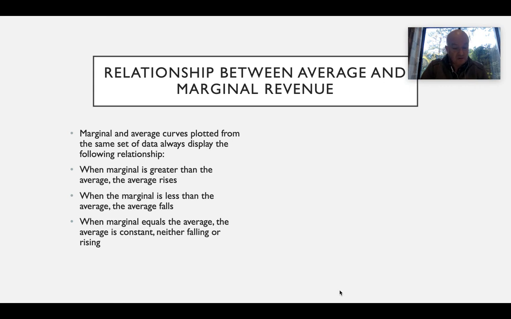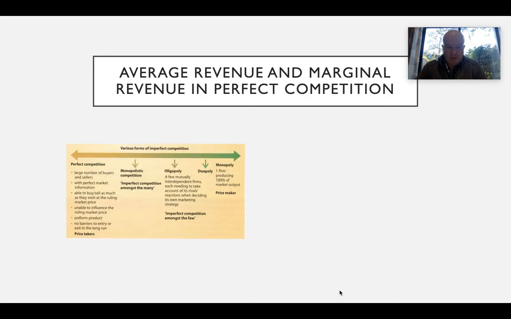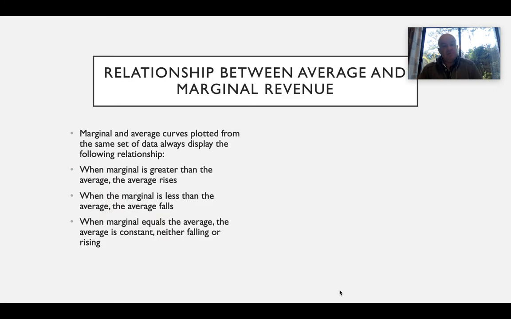When the marginal revenue is equal to the average revenue, the average is constant, and so it's neither going to fall nor rise. So those are things to bear in mind, and we're going to be looking at how that all works through over the next couple of sessions.